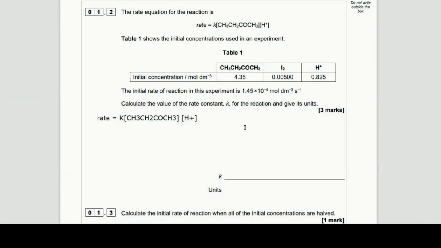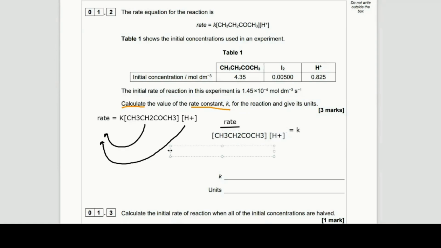And essentially, this question wants us to rearrange this rate equation to find K. So calculate the value for the rate constant K and give the units. And that's worth 3 marks. So what I want to do is divide the concentration of these 2 reactants underneath rate. So rewrite it out, but move those 2 to underneath rate. Because they're multiplication on one side, you can divide both sides and move them over. So we now have rate over CH3CH2COCH3 concentration and the hydrogen ion concentration as well. And that's going to equal K.